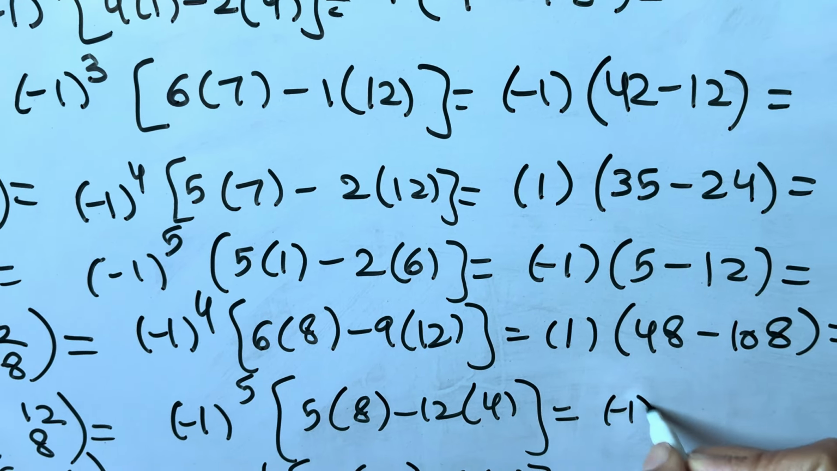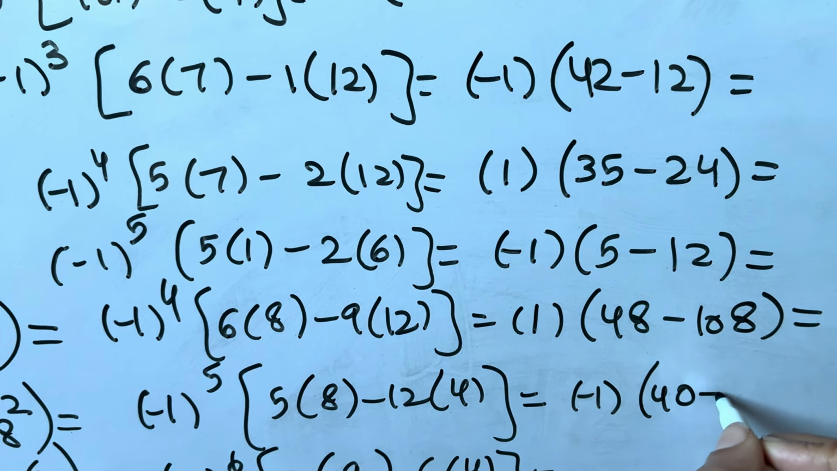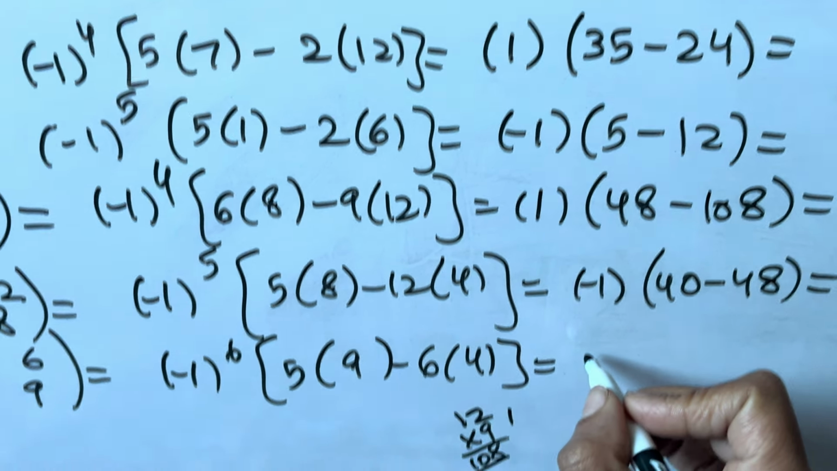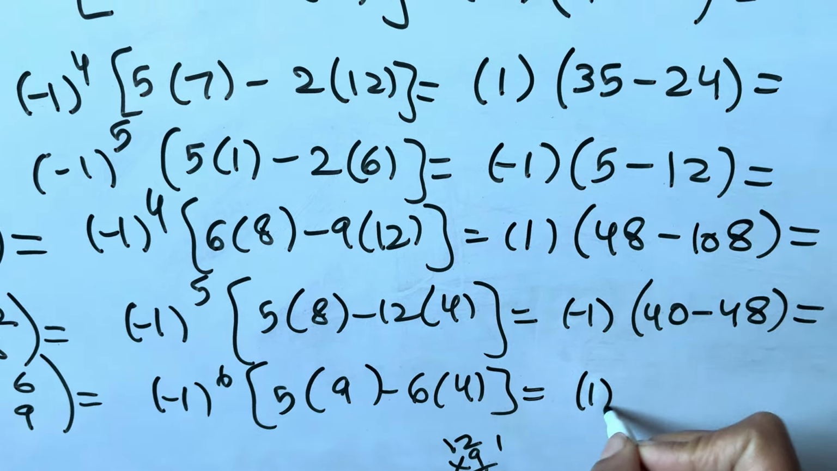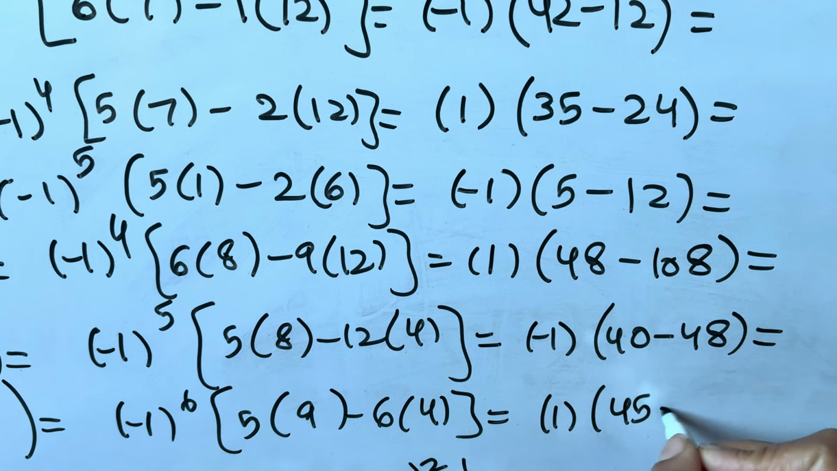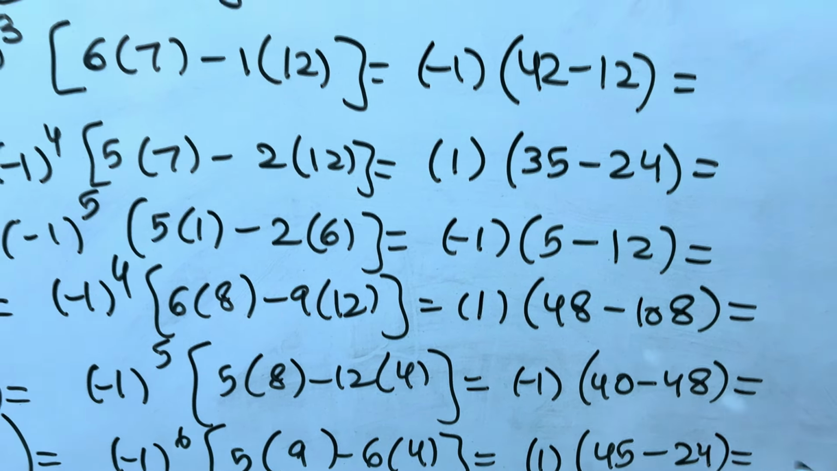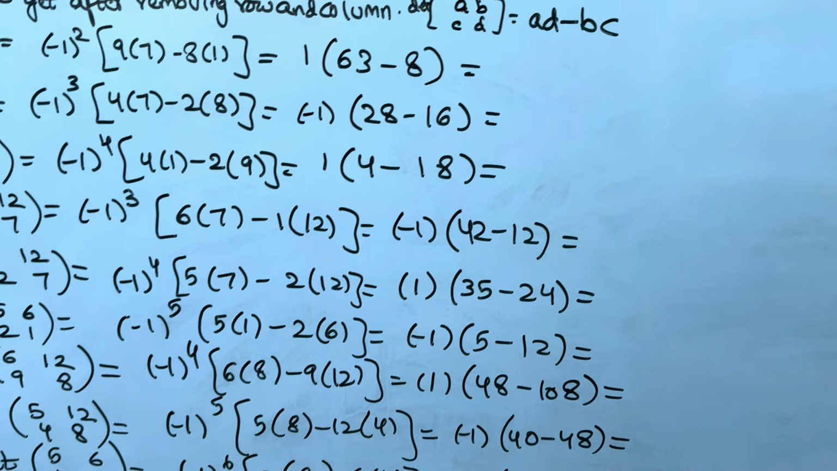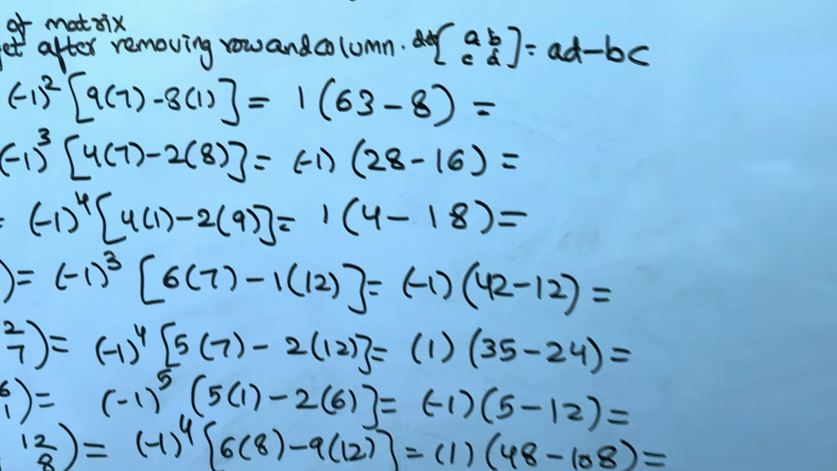And minus 1. 8 times 5 is 40, minus 48. Minus 1 to the power 6 is 1. 5 times 9 is 45 minus 24. So now let's simplify all these. For getting the cofactor of that matrix, let's simplify it.